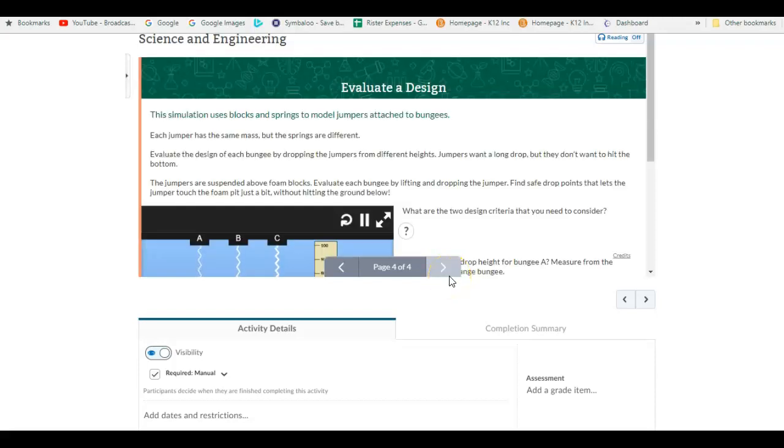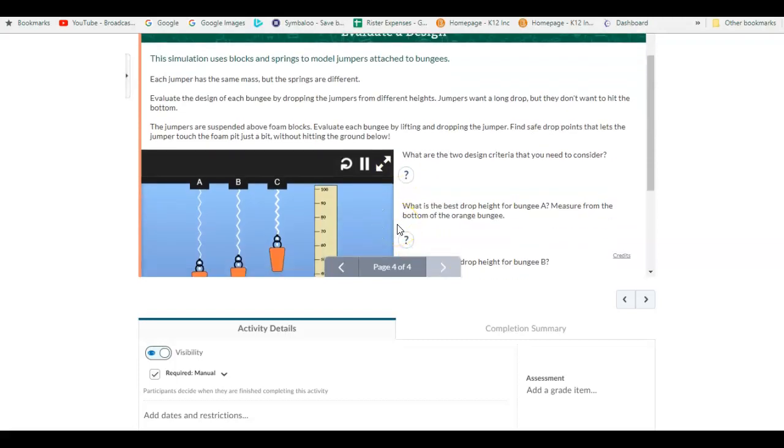As we get into the last slide of the lesson, this simulation uses blocks and springs to model jumpers attached to bungees. Each jumper has the same mass, but the springs are different. Evaluate the design of each bungee by dropping the jumpers from different heights. Jumpers want a long drop, but they don't want to hit the bottom. The jumpers are suspended from above foam blocks. Evaluate each bungee by lifting and dropping the jumper. Find a safe drop point and let the jumper touch the foam pit just a bit without hitting the ground below.